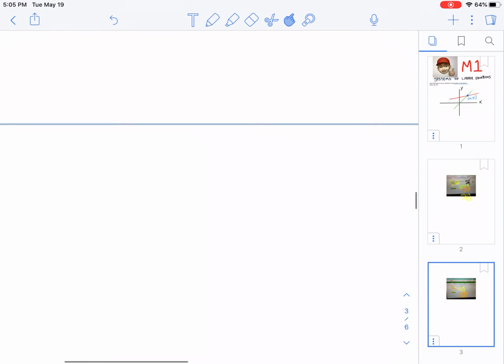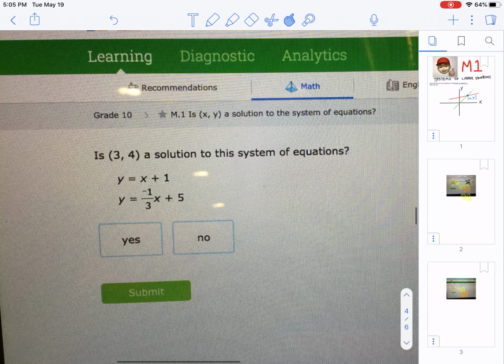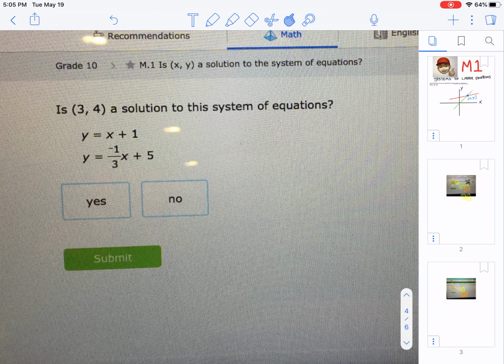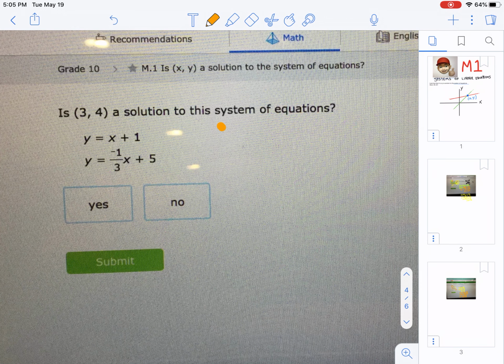Now as you go down in the questions, they get a little harder when you get into the challenge zone, and you may see something with fractions. The process is the same, it just makes the algebra a little bit different. So what we have to do is take our first equation, y equals x plus 1, and we substitute our values. 4 equals 3 plus 1, 4 equals 4. So since the left side equals the right side, we can say that yes, the point lies on the very first equation, or the first line.